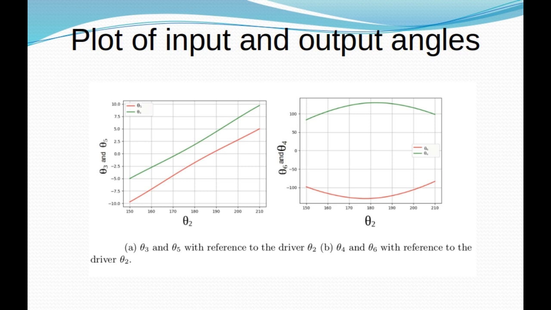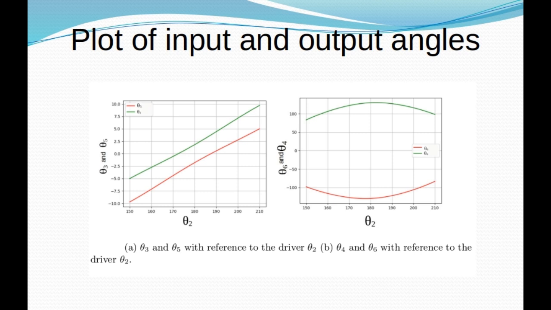The mechanism was presented in the previous work, which was shown earlier. The plots of the input and output angles are shown in this figure. In figure A, we can see theta 2 with reference to theta 3 and theta 5. They are almost parallel to each other. And in figure B, the output angles theta 6 and theta 4 with respect to theta 2, which is the input angle, are in a position to grasp the object.